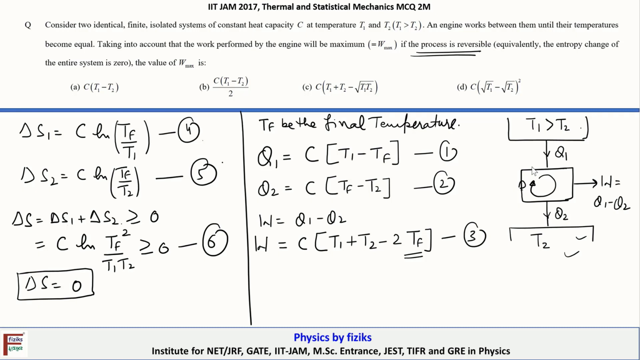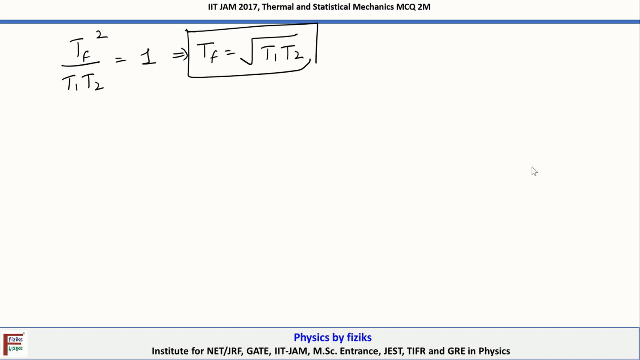So from here I can write that ln TF square upon T1 T2 is equal to 0, and this is possible. Let's go to the next page. This is possible only when TF square upon T1 T2 is equal to unity, or you can say that when TF is equal to square root of T1 T2. Now we have obtained the value of TF, so we can evaluate the maximum amount of work done that we can obtain from these two finite reservoirs.